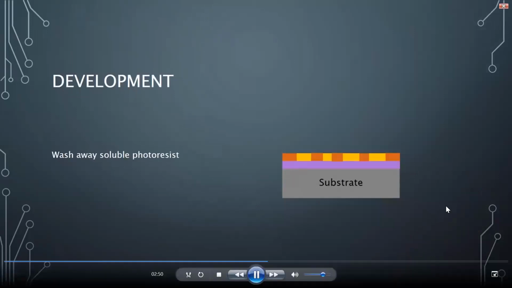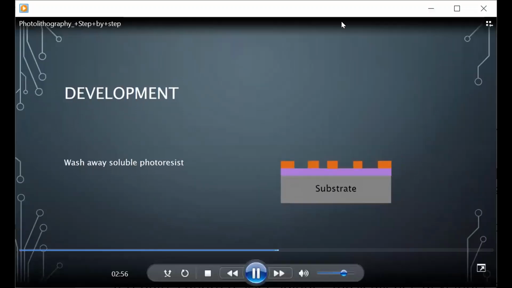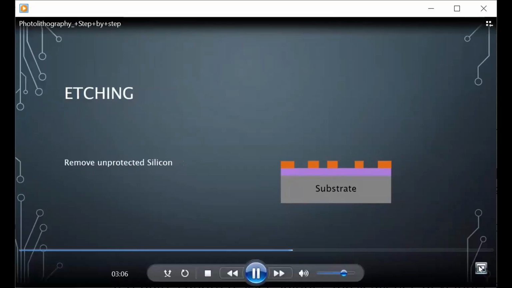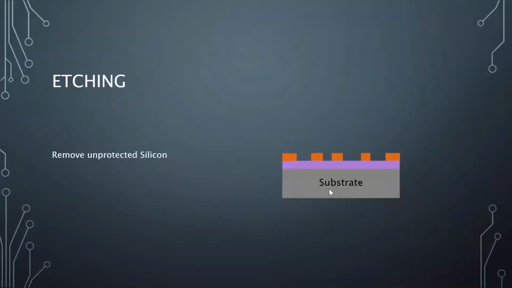Developer is then used to wash away certain areas of photoresist. Positive photoresist, the most common type, becomes soluble in the developer when exposed and is washed away. With negative photoresist, unexposed regions are soluble in the developer, and they are washed away. In the etching process, a chemical agent removes the uppermost layer of the substrate in the areas that are not protected by the photoresist. This reveals the silicon wafer to the unprotected areas.